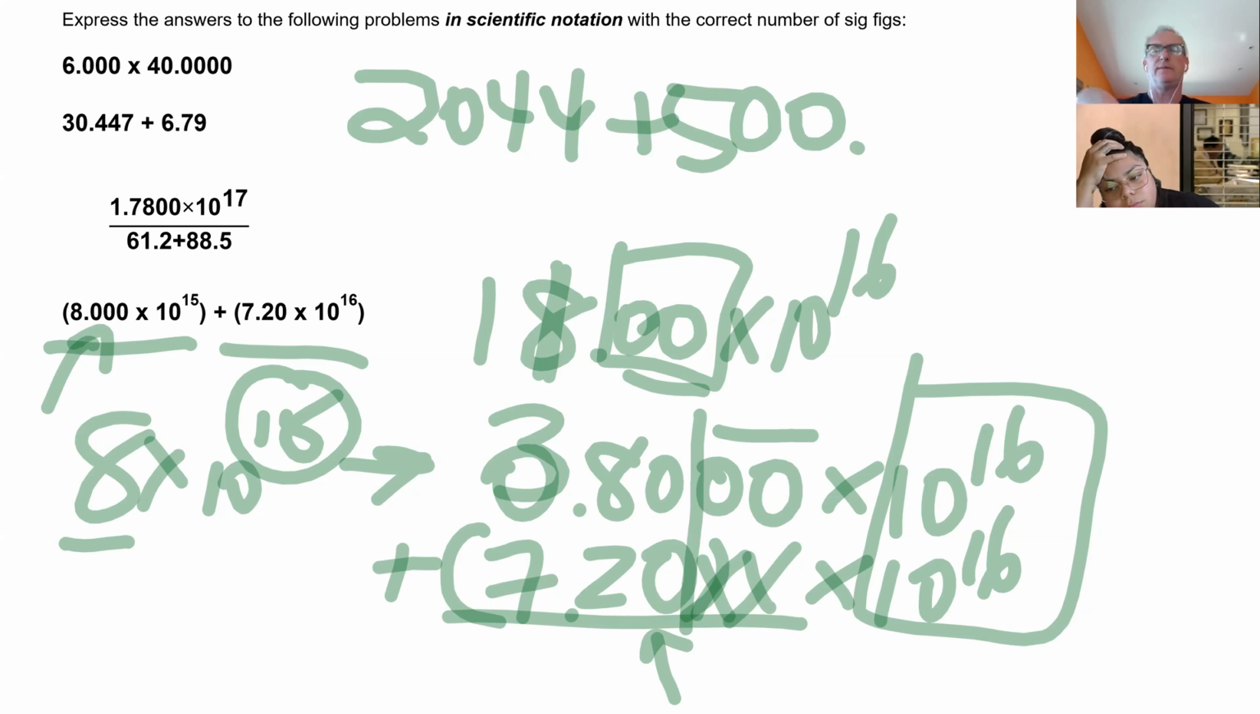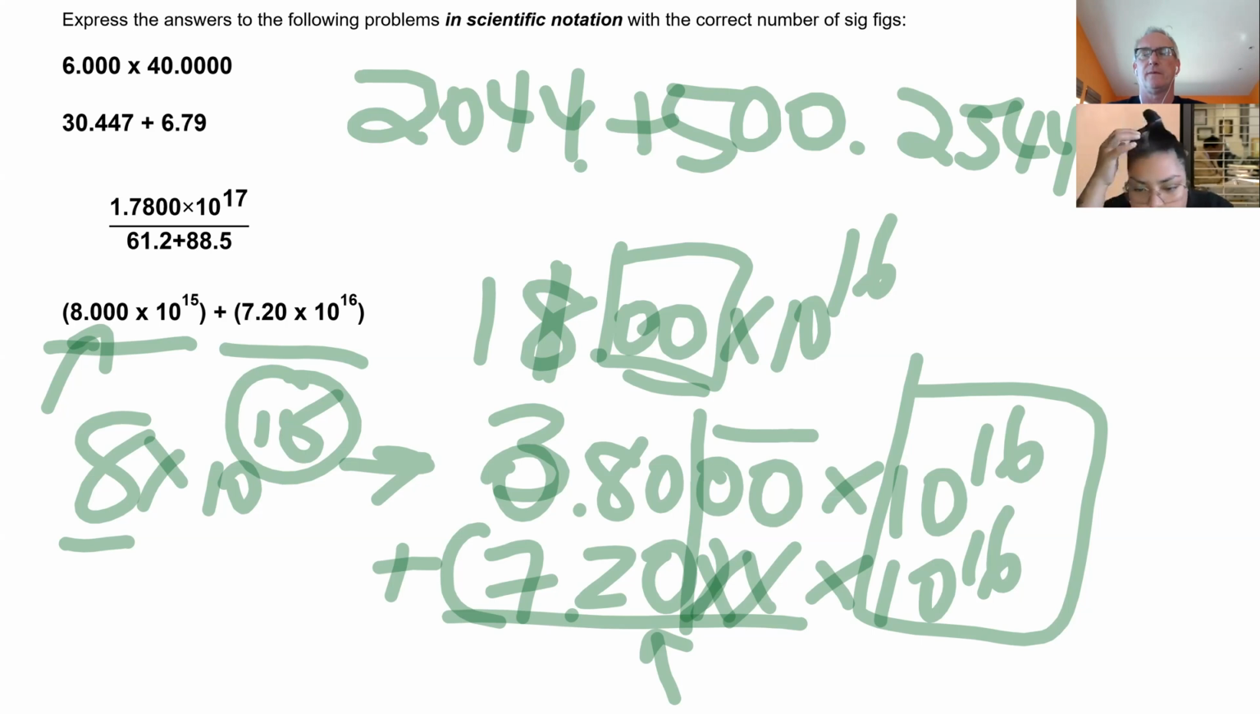No, wait a minute. No, we would get 20. No, we would get 2544. We would get 2544 when we add them. But if it was 2.044 times 2 times 10 to the third plus 5 times 10 to the second, it would treat it differently.